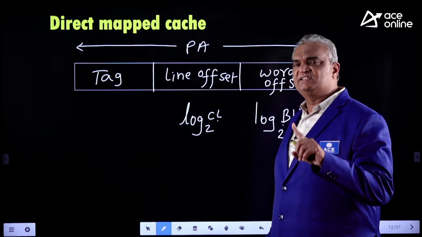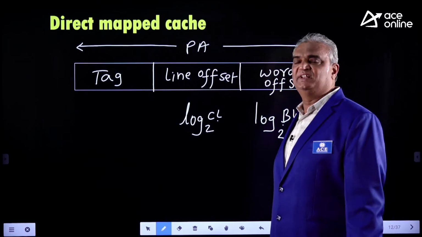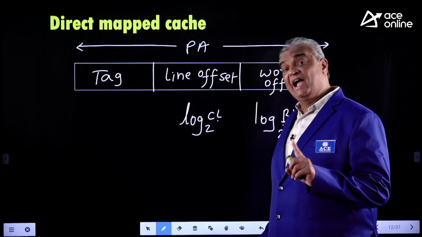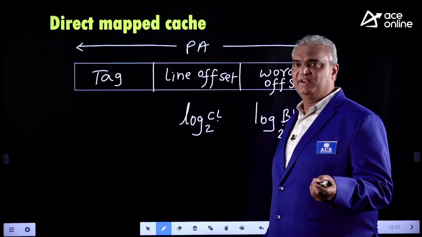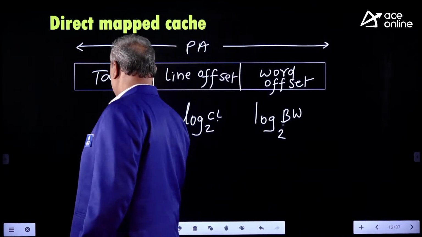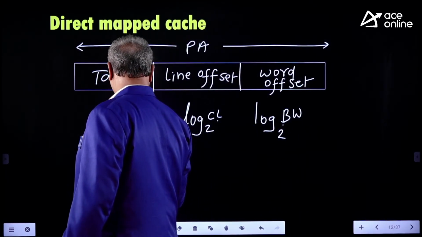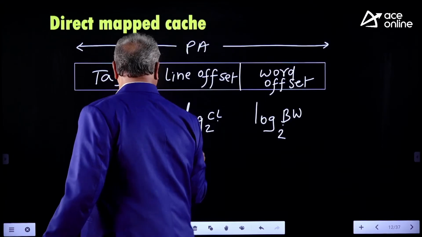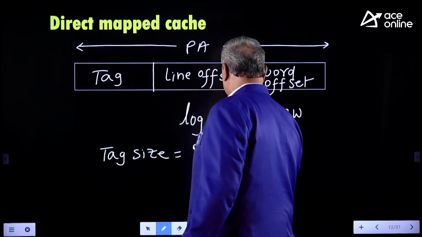When the size of the physical address and the size of the cache address are given, what is the procedure for finding the tag field size? Tag size is equal to PA minus CA.